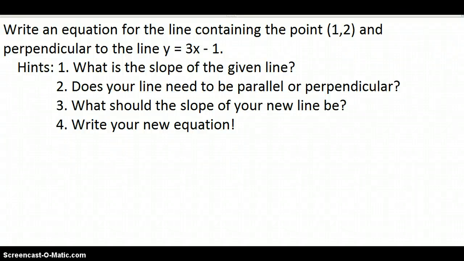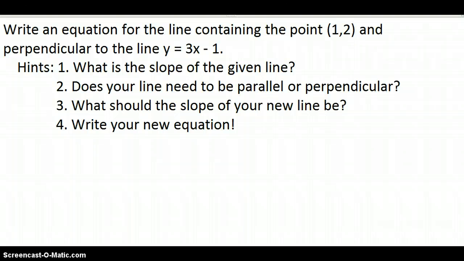This second video is also about writing the equation of a line, but pays attention particularly to if your line needs to be parallel or perpendicular to another equation that the question gives you. So our first question that we want to work with today is how to write an equation for a line that goes through a point, 1, 2, and is perpendicular to the line y equals 3x minus 1.